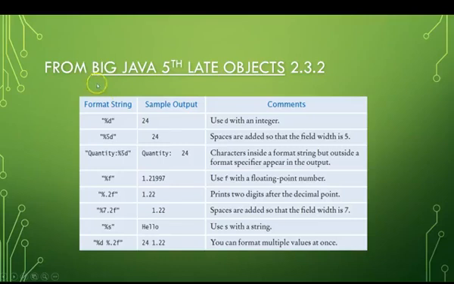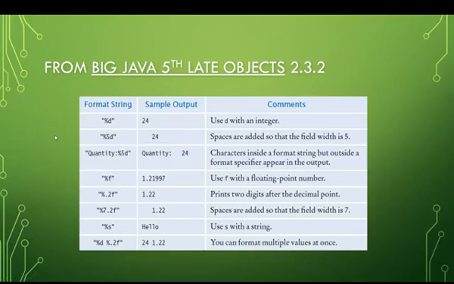This is right from our Big Java 5th edition book, chapter 2, section 3, part 2 on formatted output. This table describes the format string for the printf. Here you can see that the D stands for digit, I believe, and is a regular integer. So when we have an integer, we use that. If you use %5D, that means print the integer in a five-character space and right-align it.